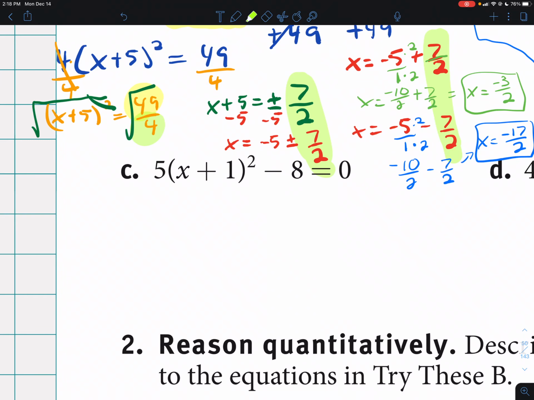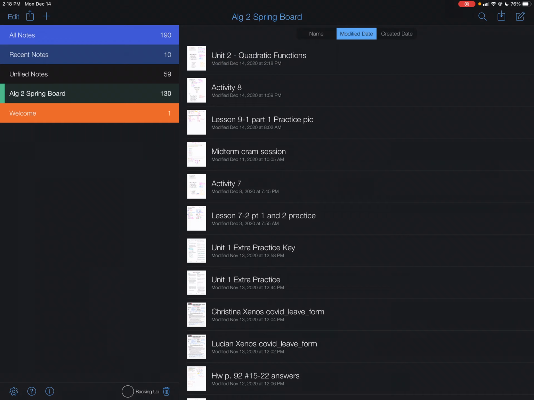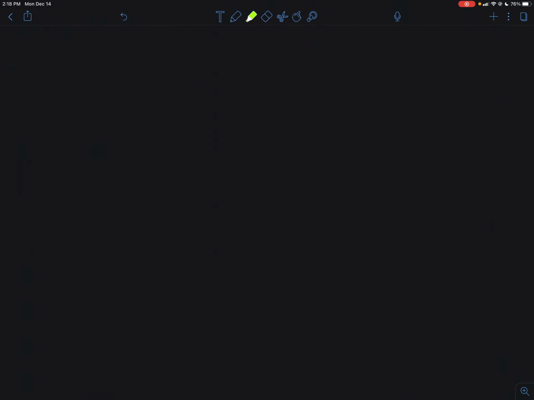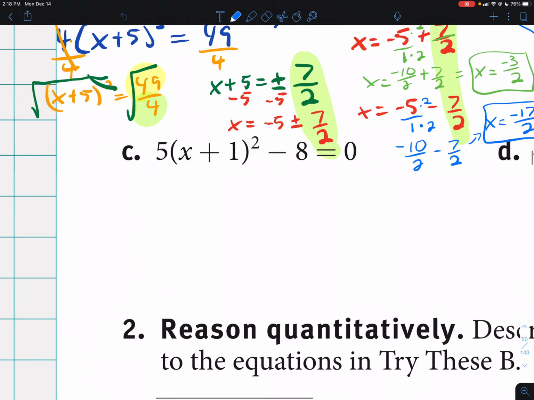Okay, at the end of the first video, it froze on me. I left you with C here to solve it, and so now I'm going to work it out for you. We're trying to isolate x plus 2, so we're going to first add, x plus 1 squared.